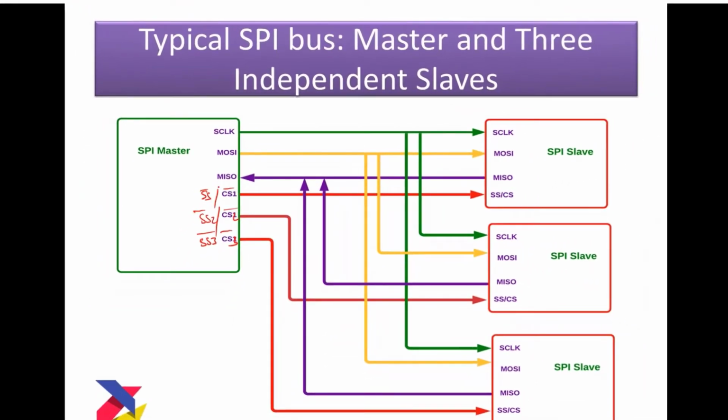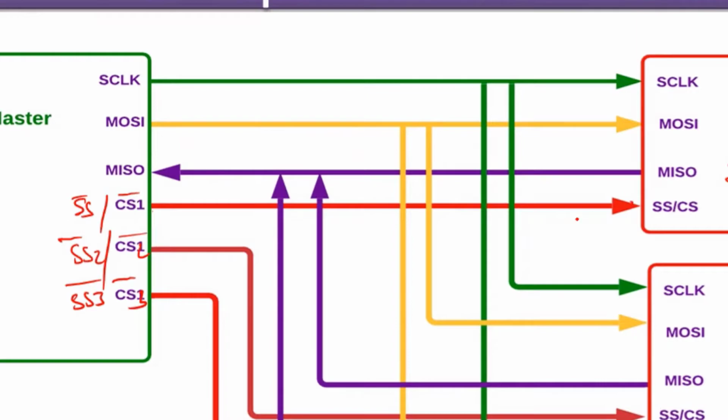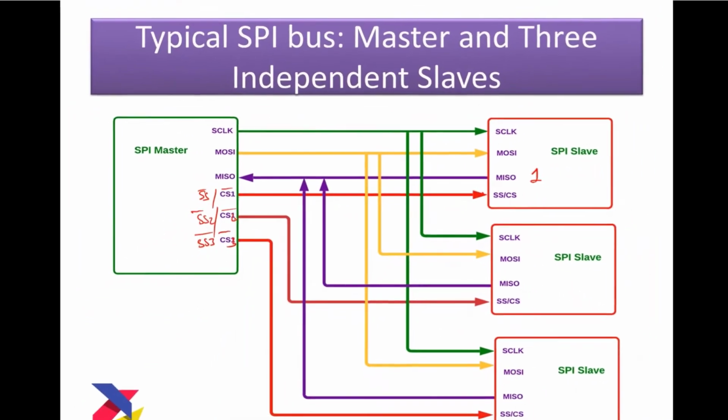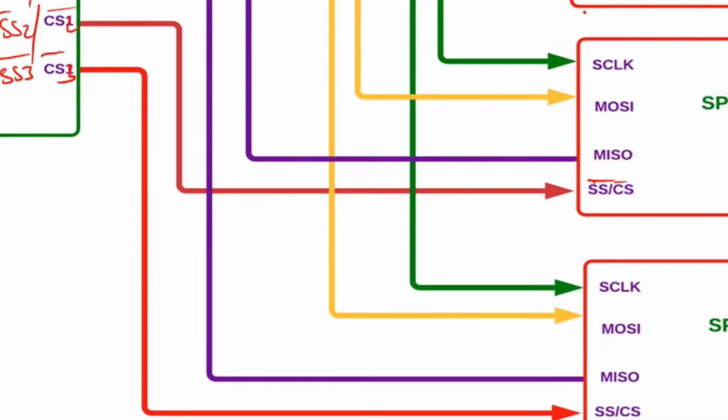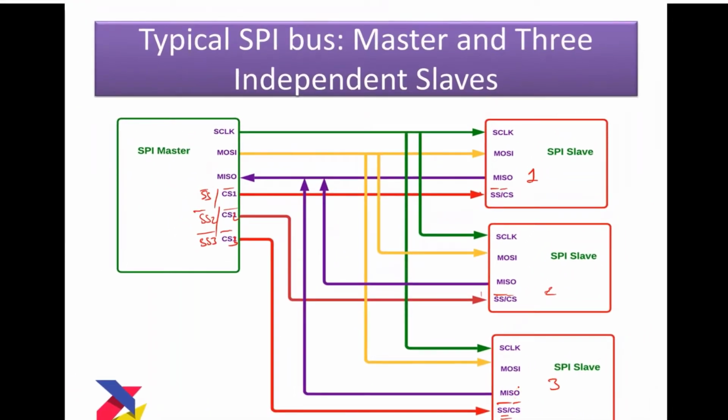The master is connected to the first slave by connecting the slave select pin of the master to the slave select pin of the slave, and the slave select pin 2 is connected to the slave select pin of the second slave, and the slave select pin 3 of the master is connected to the slave select pin of the third slave. This is how we can configure the single master and multiple slave configuration, where we have multiple slave select pins. Only then is it possible to communicate with multiple slaves.